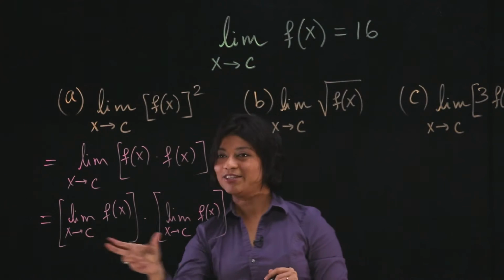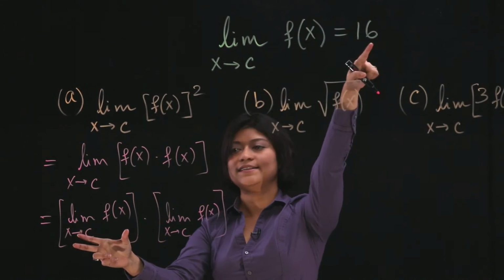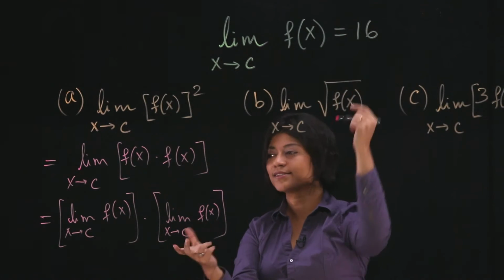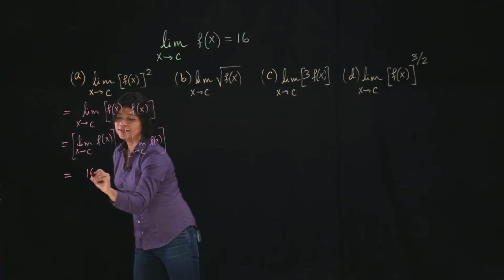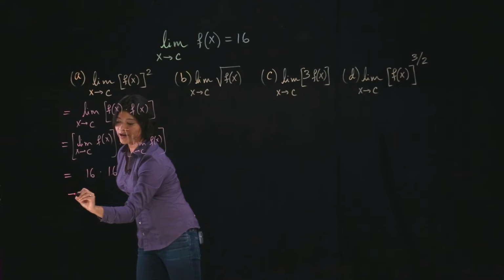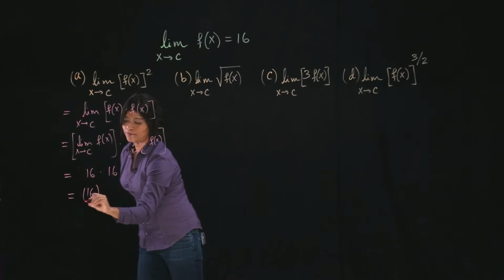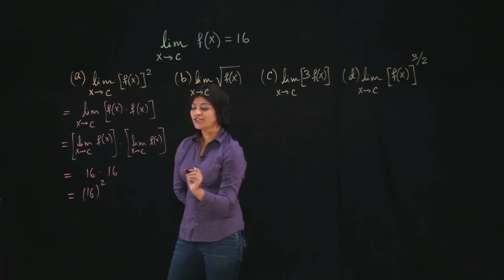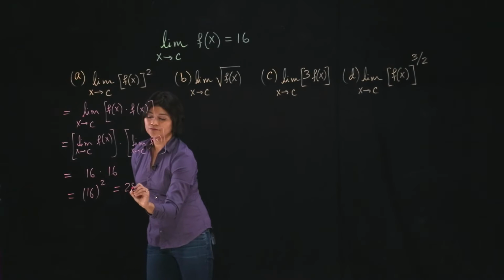And then we know each one, right? The limit of f(x) is 16, the limit of f(x) is 16. So this is equal to 16 times 16. So it's 16 squared. And what is 16 squared? It's 256.